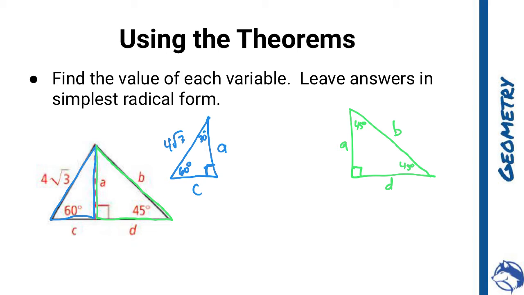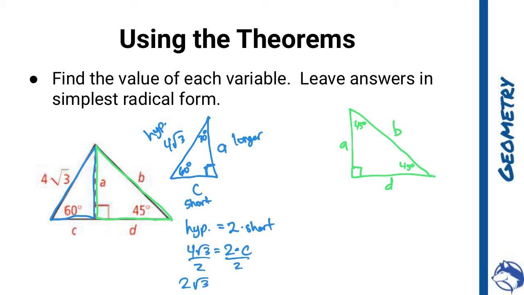So remember, for a 30, 60, 90 triangle, the hypotenuse, which is my 4 square root of 3, is going to be 2 times my shorter side, which this one is my shorter side. This one is my longer side. So C is my short side. So hypotenuse equals 2 times the short. Well, hypotenuse is 4 square root of 3, 2 times C, divide by 2, and I get 2 square root of 3 is equal to C. So I'm going to go ahead and write this in, 2 square root of 3.